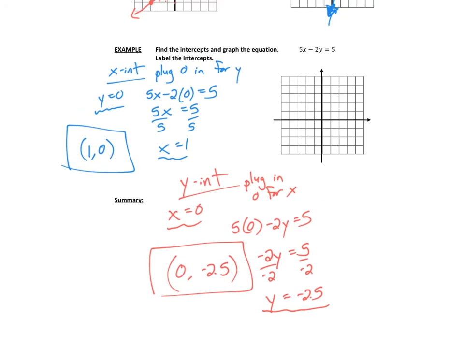So we could put these on the graph. The x-intercept is (1, 0). The y-intercept is (0, -2.5). And I'm going to just keep those there. I'm going to show you that you could graph it this way, or you could graph it by solving for y. So if we solve for y, I'm going to do that over here.